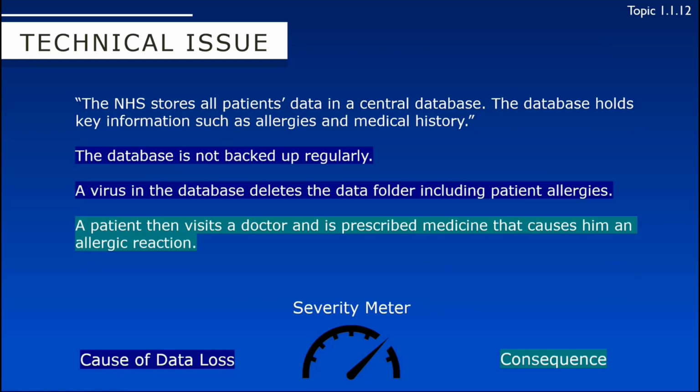The NHS stores all patients' data in a central database. The database holds key information such as allergies and medical history of each patient. However, the database is not backed up regularly. A virus in the database deletes the data folder, including patient allergies. The patient then visits a doctor and is prescribed medicine that causes him an allergic reaction.